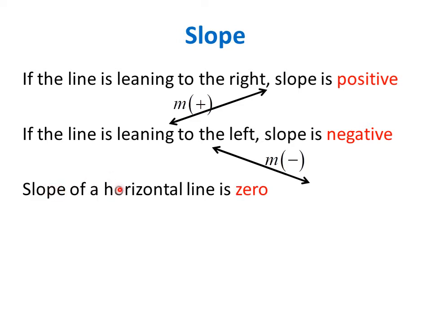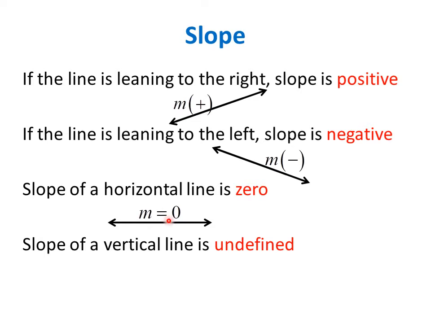The slope of a horizontal line is 0. Remember that. If you have a horizontal line, the slope is 0. Again, given a horizontal line, you have to remember that the slope is 0. Now, the slope of a vertical line is undefined. So, this vertical line has an undefined slope.